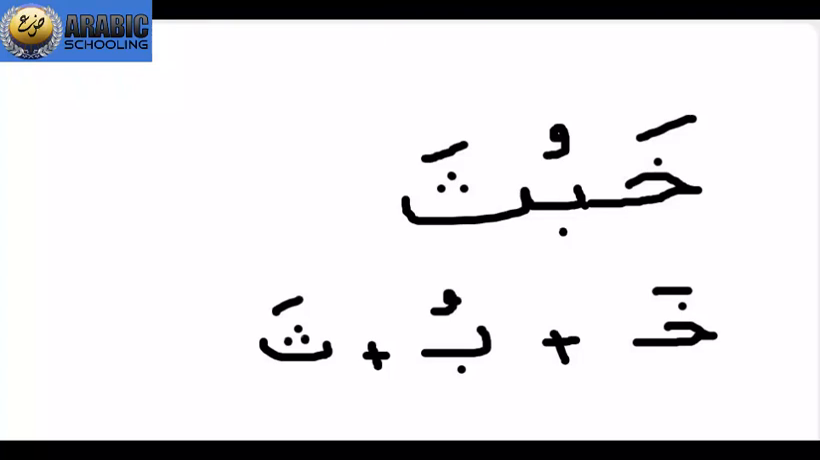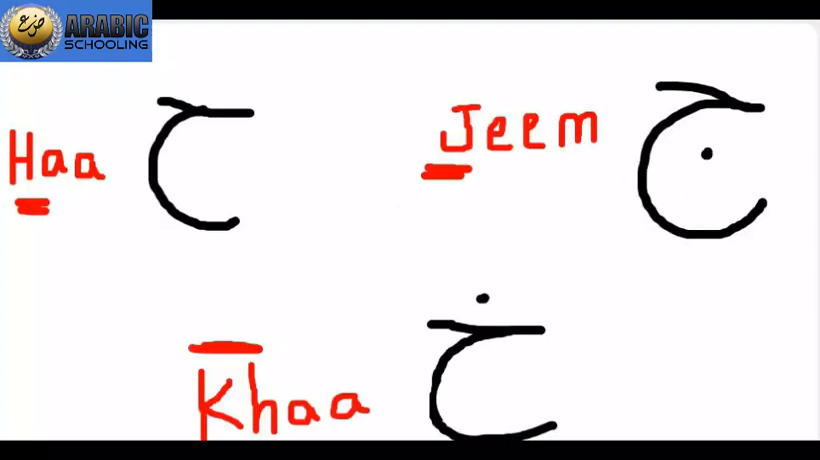Kha and Ba and Tha. 3 letters. Kha, Ba, and Tha. Together, Khabutha. Khabutha. This is a word in Arabic. Khabutha.